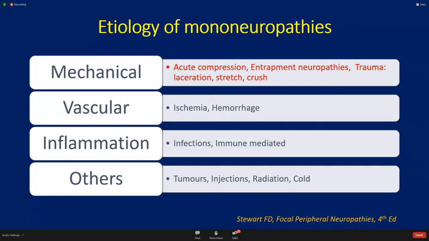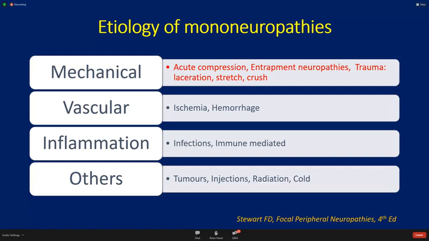The etiology of mononeuropathies: they are common in most situations. There are specific etiologies required in certain situations, but other than that, you have to consider all of these when you are in a given situation. The most common ones are trauma and compression or entrapment neuropathies.